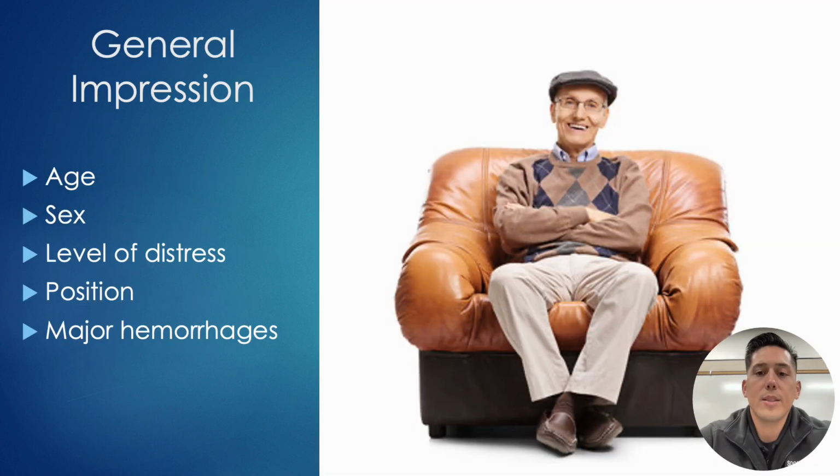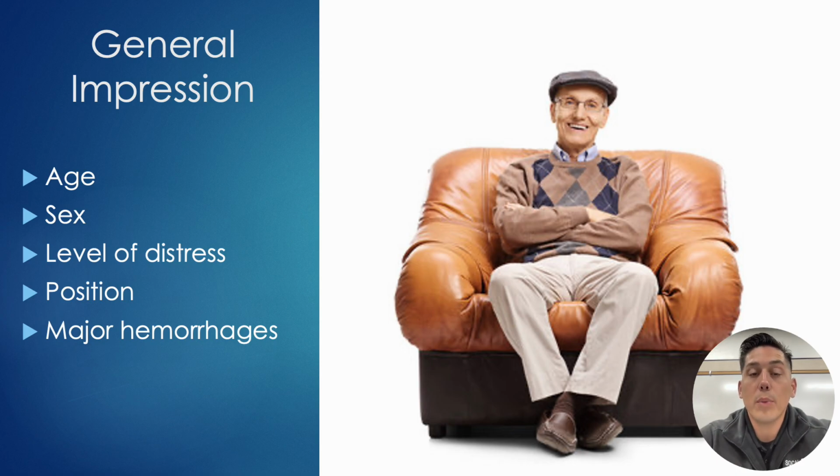The next step in our process is to gain your general impression. You need your age, sex, level of distress, position, and any signs of major hemorrhaging. So we need our age and our sex, the level of distress, whether that's mild, moderate, or acute. That's telling us how sick they appear, the position that they're in, whether they're seated in a chair, standing up, walking around, tracking you.